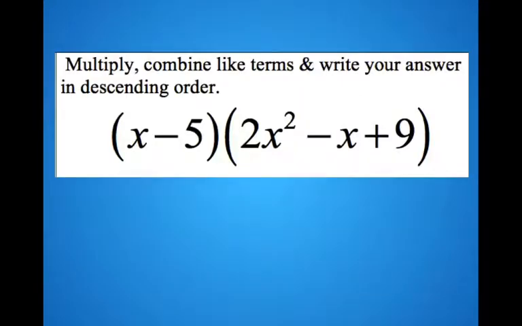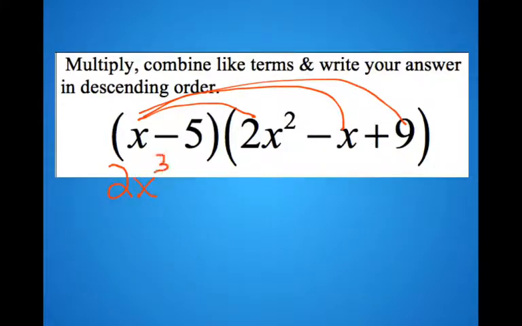Okay, this one we're going to do some distributing and then combining like terms. So the x gets multiplied by all three. That would be 2x to the third power, 2x cubed we say, minus x squared, and then plus 9x.